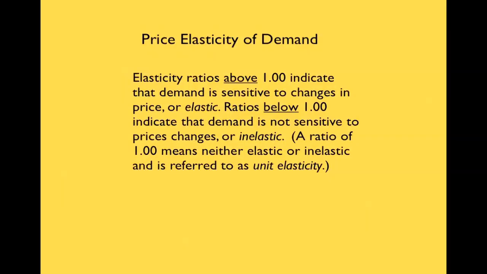Elasticity ratios above 1.0 indicate that demand is quite sensitive to price changes, or in economic parlance, elastic. Conversely, ratios below 1.0 indicate that demand is relatively insensitive to price changes, or inelastic. A ratio of 1.0 is neither elastic nor inelastic and is called unit elasticity.